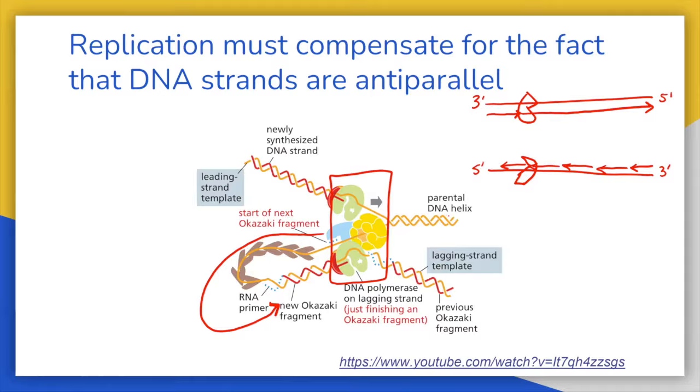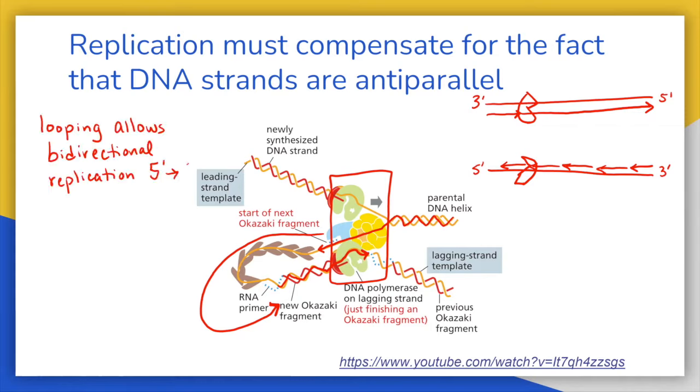As it was coming in, this piece of DNA was moving to the left as drawn. But when we loop it around, that same parent strand is now moving to the right in the same direction as the parent strand that's in anti-parallel being synthesized continuously. So this looping allows bidirectional replication to happen on both strands from 5' to 3'.